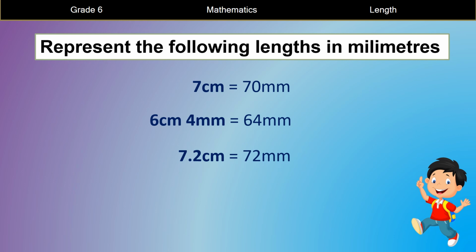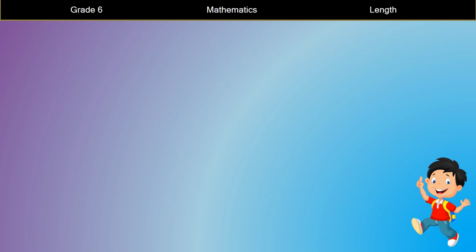7.2 centimeters. 7 centimeters is 70, 0.2 is 2. 70 plus 2 is 72 millimeters. 10.3 centimeters. 10 centimeters is 100 millimeters. 0.3 is 3 millimeters. 100 plus 3 is 103 millimeters.